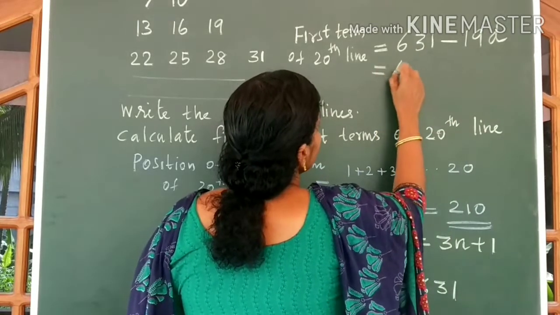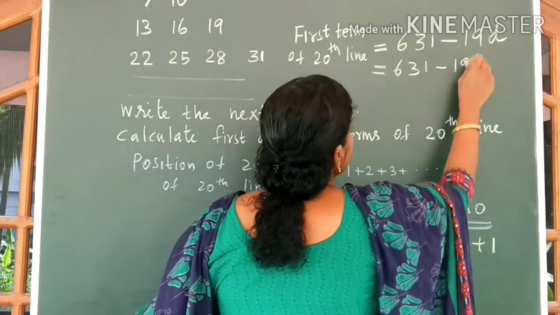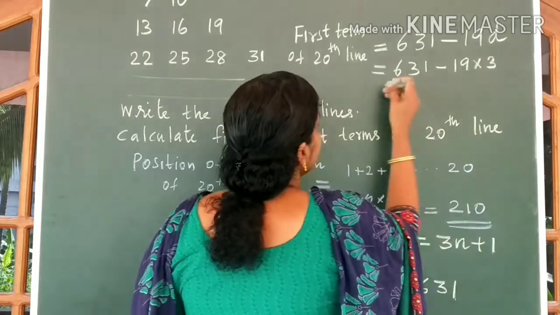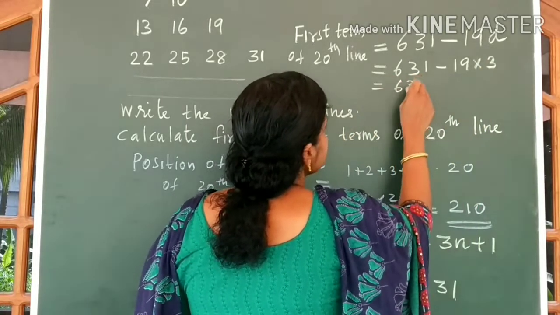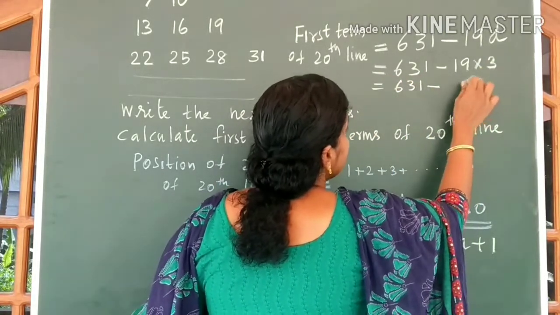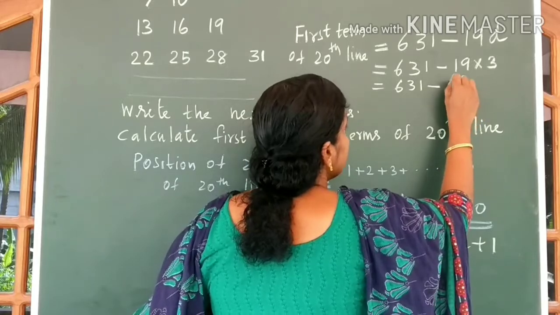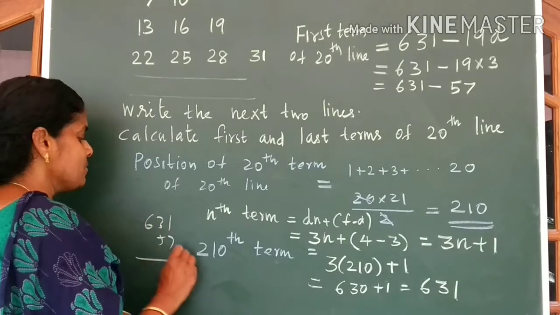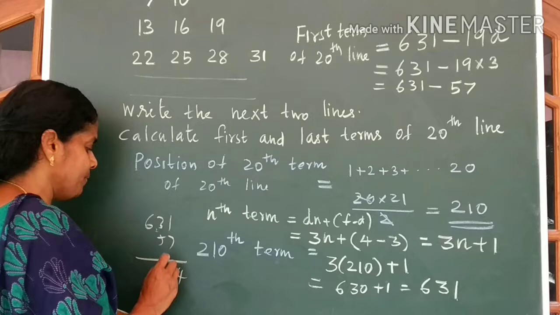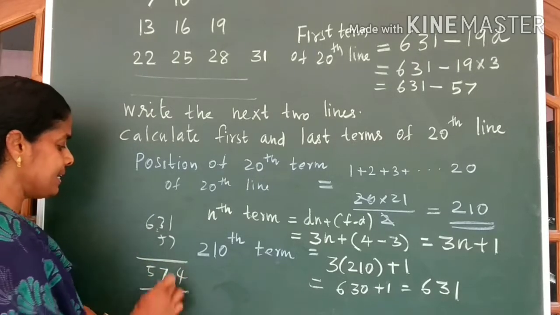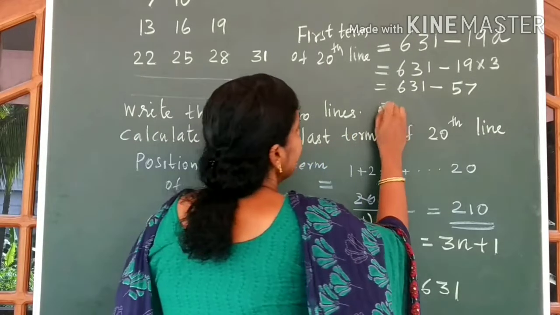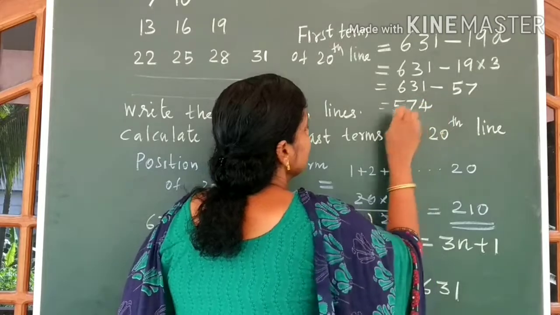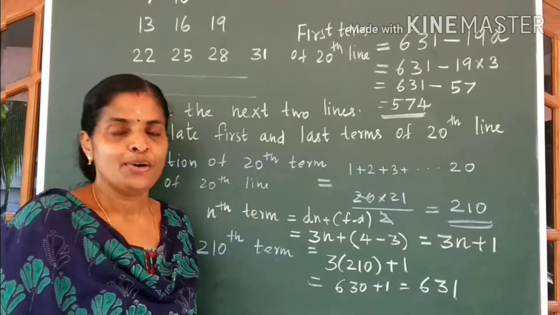That gives you 631 minus 19 into 3. That is equal to 631 minus, 9 3s are 27, 2 balance 57. So if you subtract, what do you get? 574. So the answer is 574. Hope the idea is clear to you.